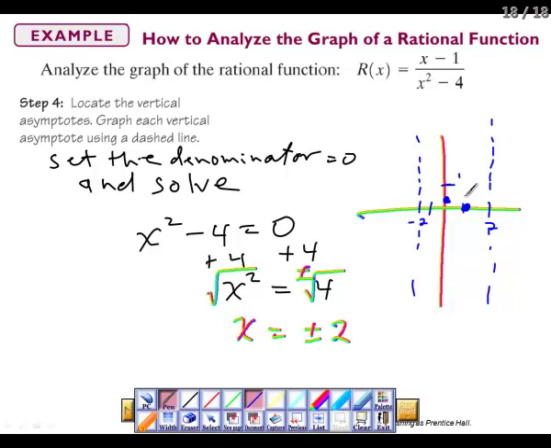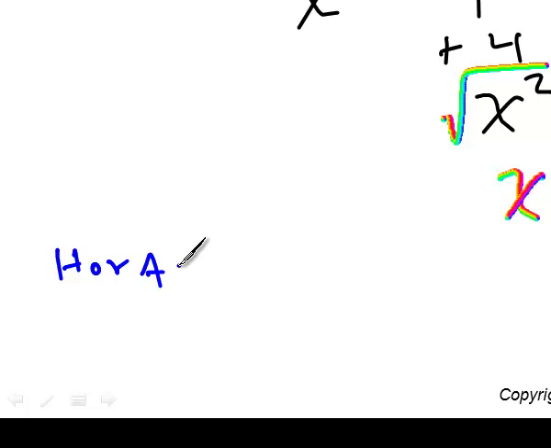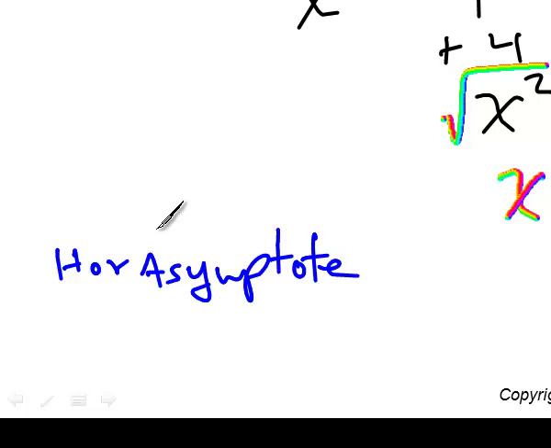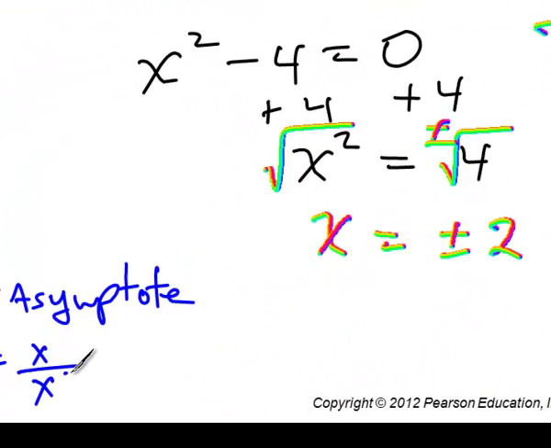So now let's look at our horizontal asymptote. We look at our leading terms. So we have here x over x squared. Now we want to know, is the degree of the numerator less than the denominator? If it is, then it's y equals 0.